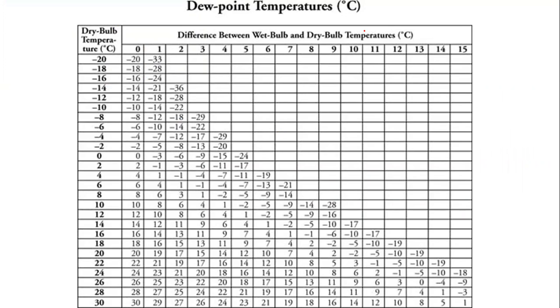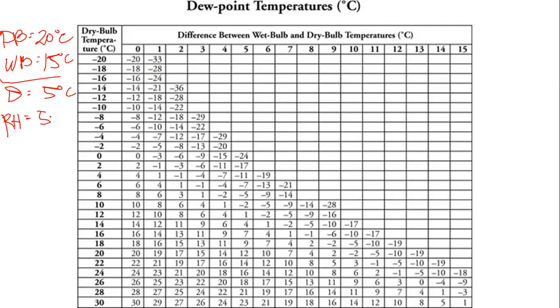Okay, so how to determine or how to obtain the dew point temperature? We have the dew point table. So by using the same given, dry bulb is 20 degrees Celsius, wet bulb 15 degrees Celsius, equals the depression of 5 degrees Celsius. Let's take note, the relative humidity is 58%.